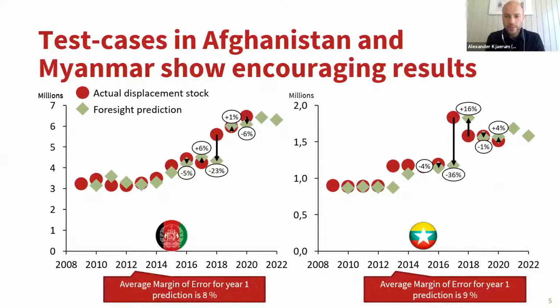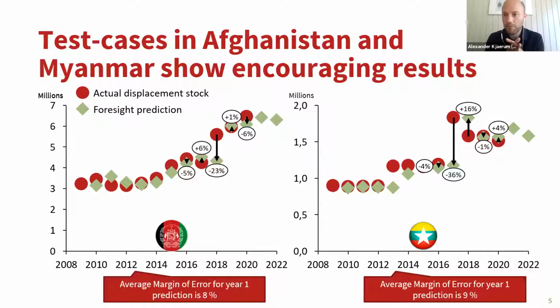So, as I mentioned, we tested it out in Afghanistan and Myanmar, and it really showed encouraging results. Basically what you're seeing here, the red dots were the actual displacement stock that year, and the green squares or diamonds were the predictions that our Foresight model made. So essentially what we did to evaluate how accurate this model is, we gave the model data up until 2009 and then asked it to predict 2010. Obviously, we know how many people were displaced in these countries in 2010, so that way we can calculate the error margin for each year.